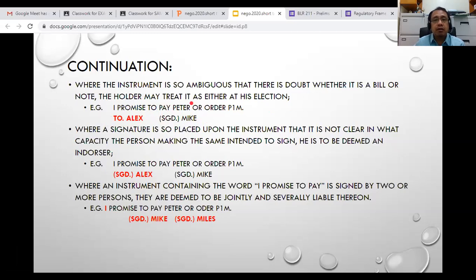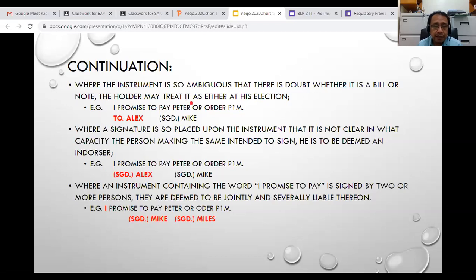So what is our rule now? If that is the case, then under Section 17, sabi niya doon, you may treat it either as a promissory note or a bill of exchange at your own choosing. So kung ikaw, mas mabait sa'yo si Mike, edi promissory note na lang. Kung palagay mo, mas mabait sa'yo si Alex, then you can consider that as a bill of exchange. You consider who, as between the two, you have a better chance of collecting the amount of 1 million.